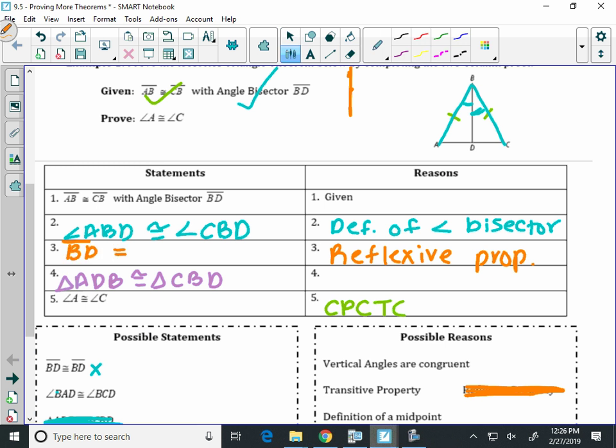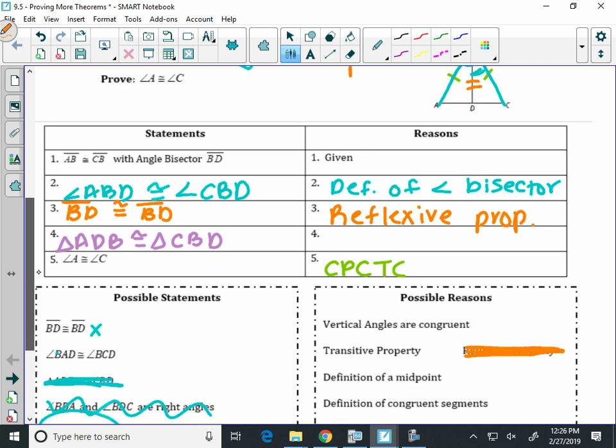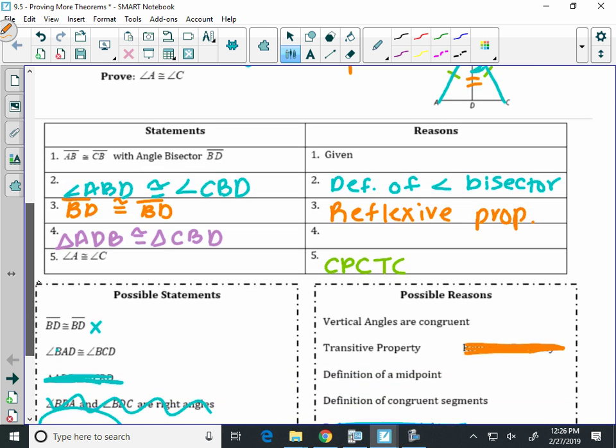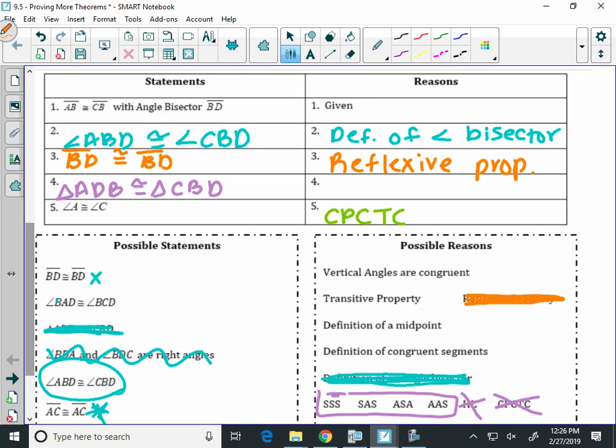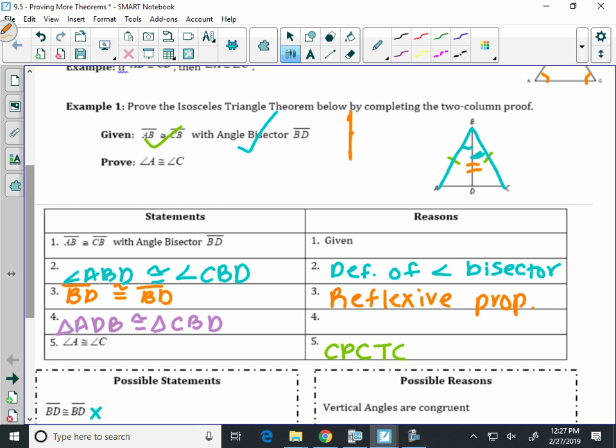BD is congruent to BD. And I'm going to mark it. Okay. Now we have to figure out, well, which one of those four did we use? So think about what you marked in your diagram. Did we mark 3 sides in our diagram? No. Did we mark 2 sides congruent in our diagram? Yeah, right? We marked this side and that side. We have 2 sides in each triangle congruent.